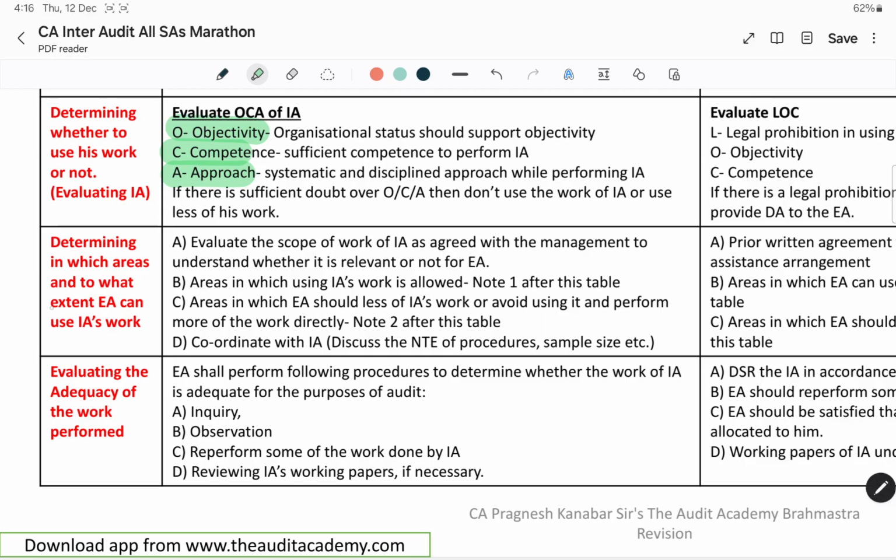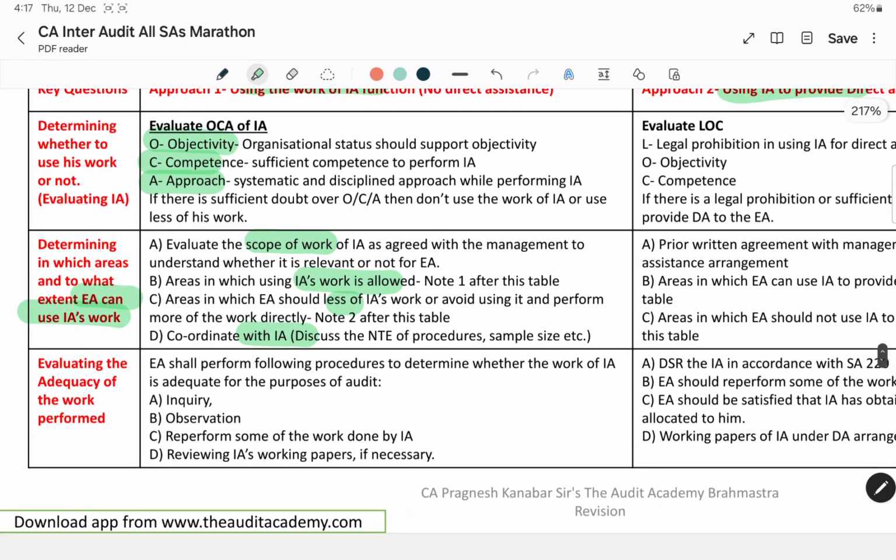Determining in which areas and to what extent the external auditor can use the internal auditor's work. Evaluate the scope of work of the internal auditor as agreed with the management to understand whether it is relevant or not for the external auditor. Areas in which using the internal auditor's work is allowed. Areas in which the external auditor should use less of the internal auditor's work or avoid using it and perform more of the work directly. And last is coordinate with the internal auditor, means discuss the nature, timing, and extent of the procedure.